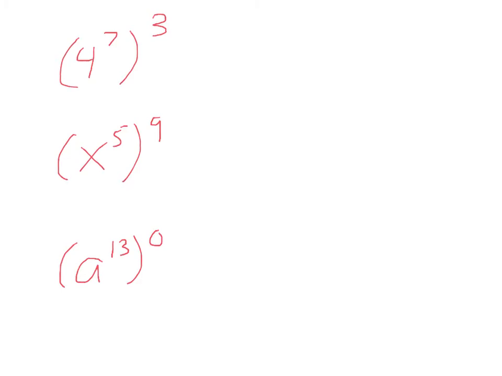Okay, let's see what you got. Let's see if you got it right. 4 to the 7th to the third power. Well, if you did it right, you did 4 to the 7 times 3, which is 4 to the 21st power.